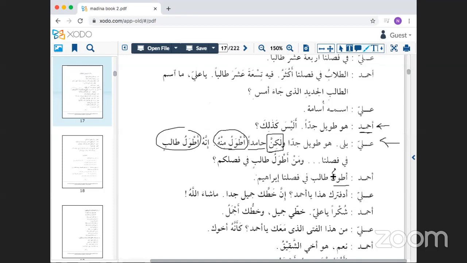Okay, so this one, atwalu min talibin? Atwalu minhu? No, but I can't see minhu here. You have to read what's on the paper. Okay, atwalu talibin. Ahsant, barakallahu feek. Mudafun wa mudafun ilayhi. Now look at the question. Ali said, "Waman atwalu talibin fi faslikum?" Who is the tallest student in your class? Then you replied, "Atwalu talibin fi faslina Ibrahimu."